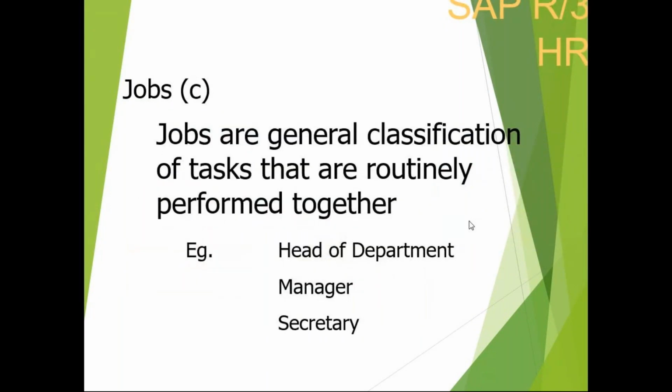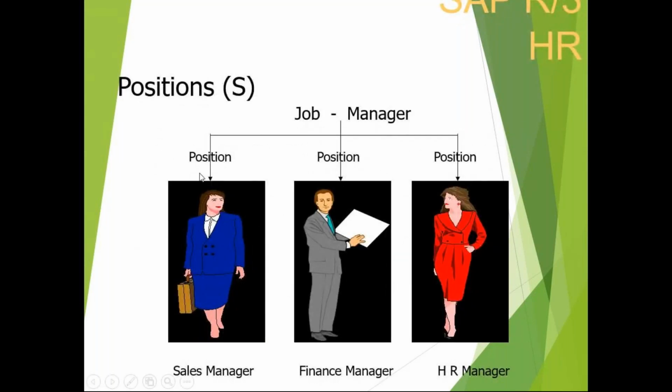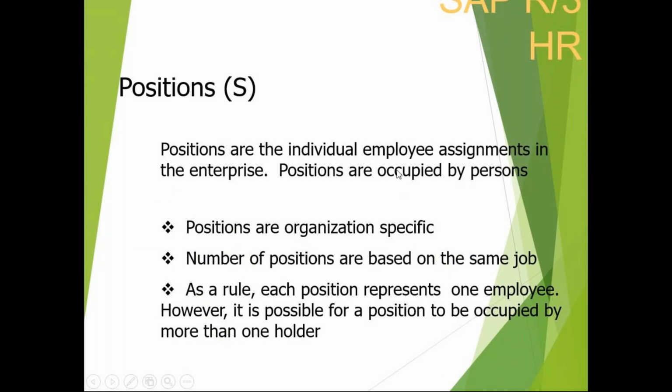So what is a job? A job is a general classification of tasks routinely performed together, called head of the department, manager, secretary, executive, whatever it may be. Coming to the position, I'm giving a good example with manager. When creating different positions, one is sales manager, one is finance manager, one is HR manager. What do you mean by position? A position is the individual employee assignment in the enterprise. Positions are occupied by persons, and the person will hold the position only.